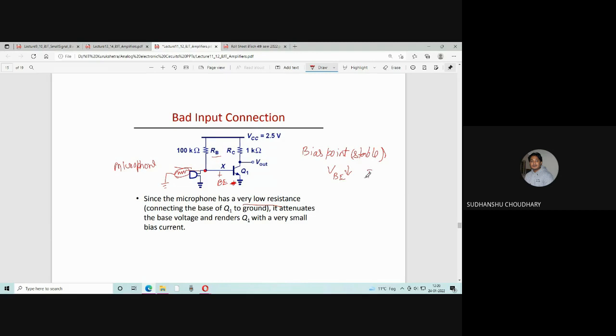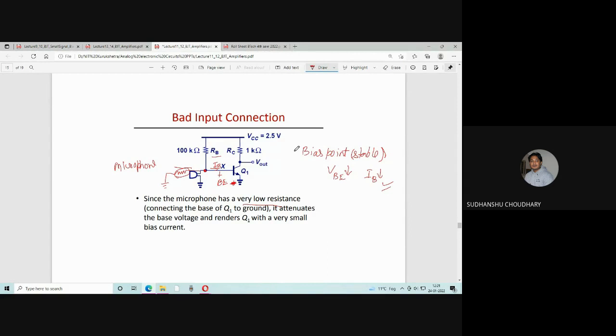So the collector current, base current in fact, will also be very weak. Very weak base current because of weak VBE. So why is VBE weak? Because the base is connected to ground. Because the resistance offered by this microphone is very small or very low. So when base current is small, it goes down.